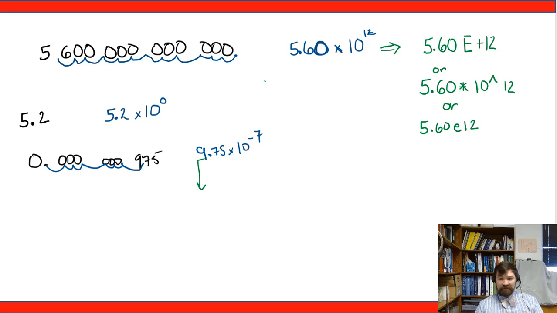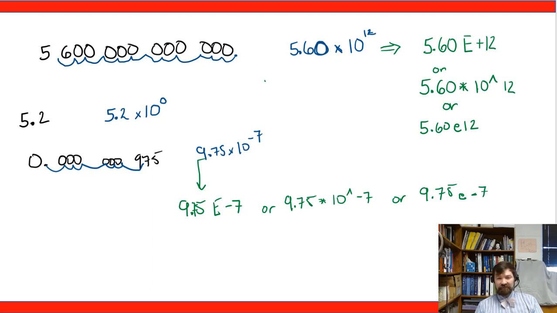This one right here likewise would become 9.75 e minus 7, or 9.75 asterisk 10 caret negative 7, or it might be 9.75 times lowercase e minus 7. You do need the minus sign in this case since it is to a negative power.